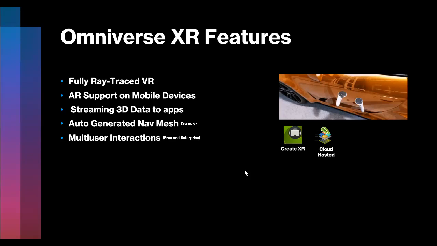So let's say you take a 3D scan of a real world environment and you want people to visit that 3D environment. Instead of taking time figuring out what the navigation is, you can use the ray tracing features that NVIDIA provides to generate the navigation mesh.